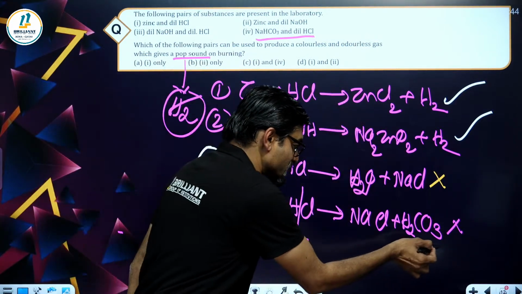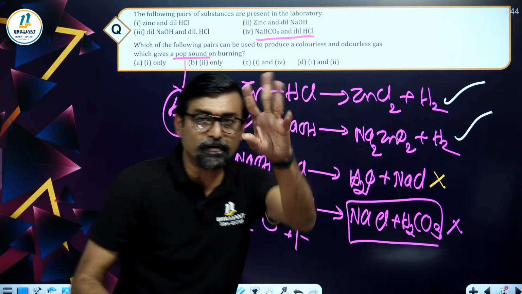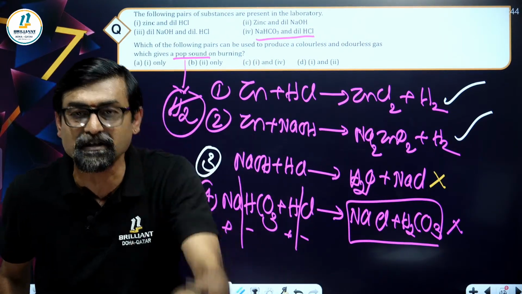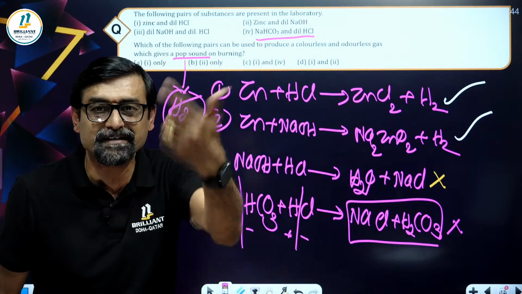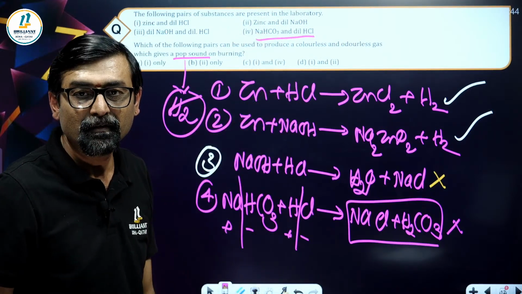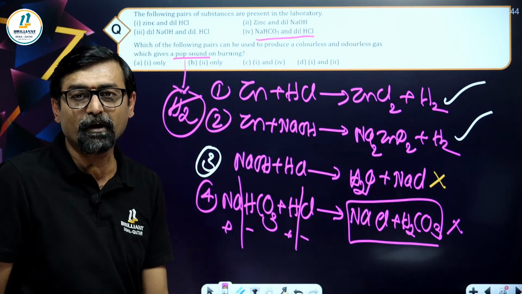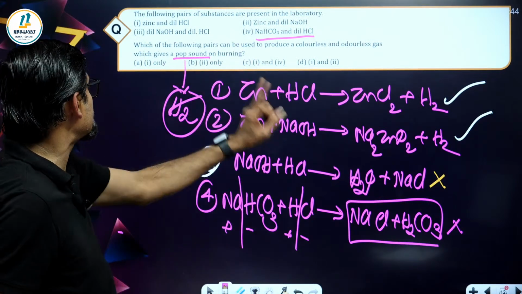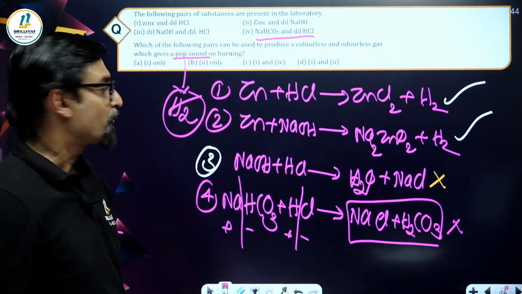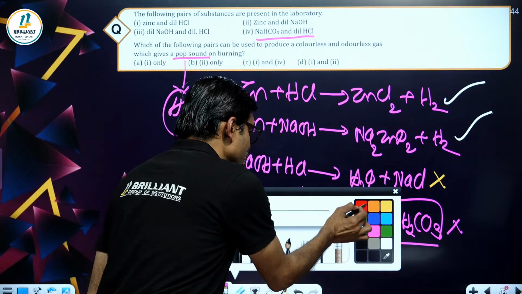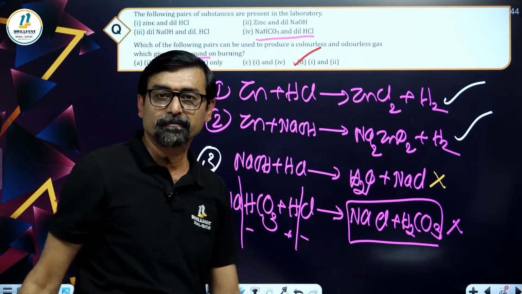Let me come back to this point here. So keep this point carefully in your pocket. Okay, don't release it. This fourth point I'm going to discuss after the answer. So based on these four equations, we have come to a conclusion that only 1 and 2 give you hydrogen. So automatically the answer is option 4.